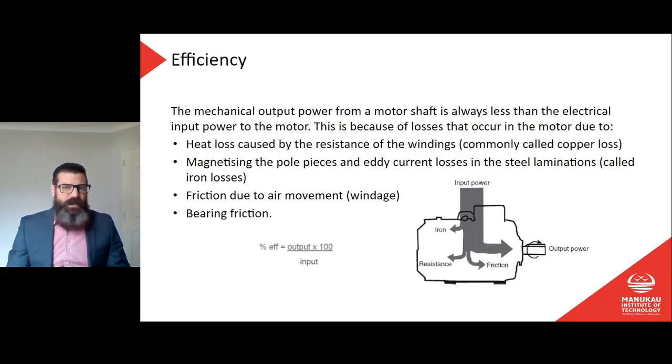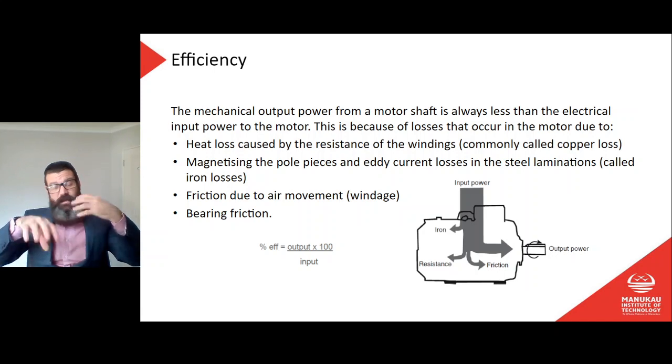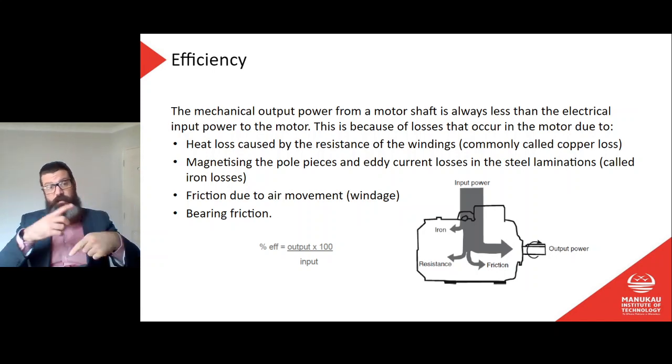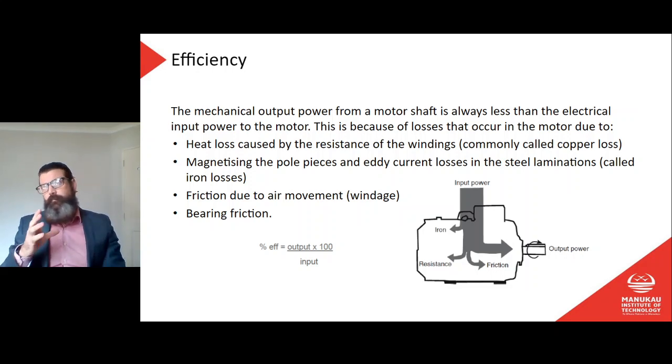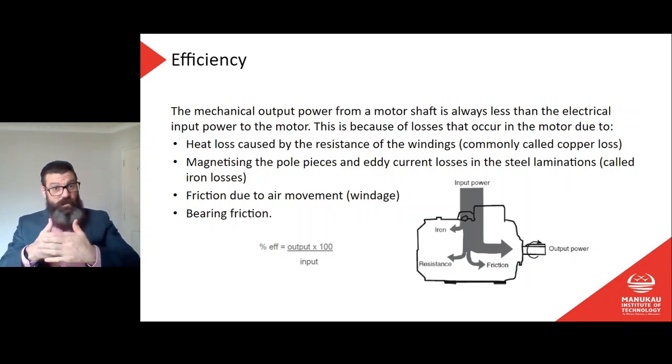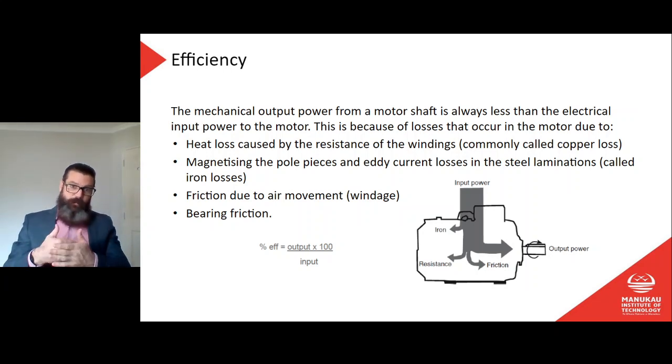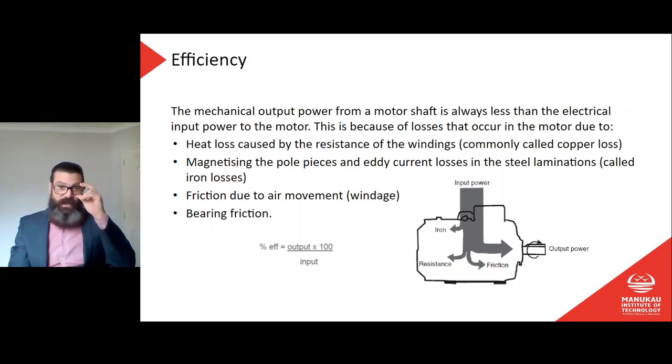Magnetizing the pole pieces and eddy current losses in the steel lamination. Again, we have those big magnetic fields, and those magnetic fields are inducing currents. So we're going to have some eddy currents moving around in our rotor and our stator. One of the things we do to prevent that is we laminate those. So we don't have a solid iron core in either our rotor or our stator. We split it, and we laminate each of those thin slices of our core to stop those eddy currents coming through, but we'll still have some.